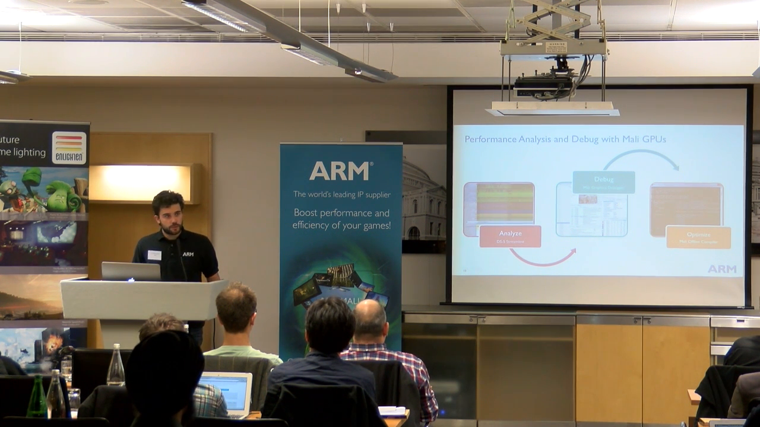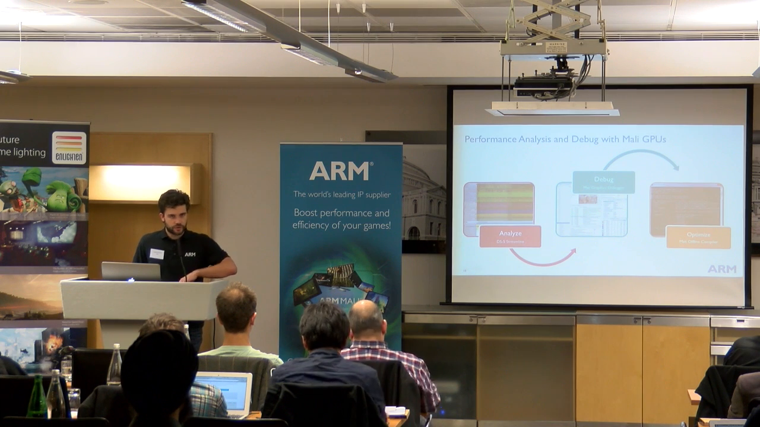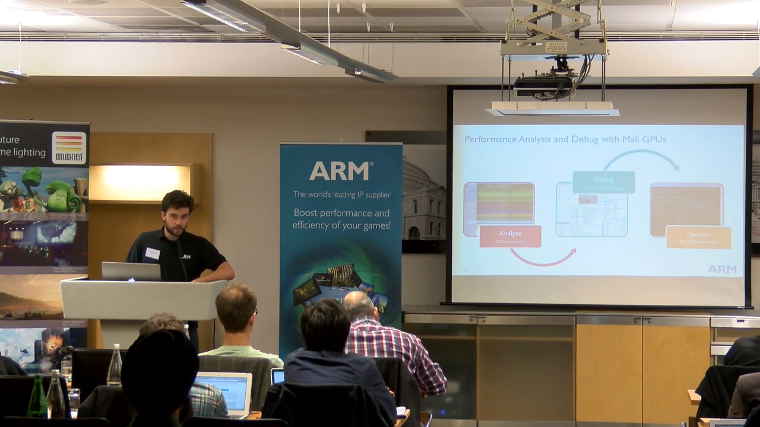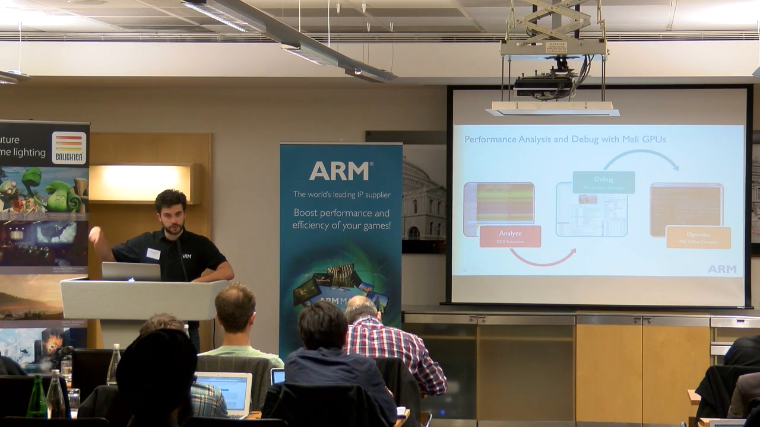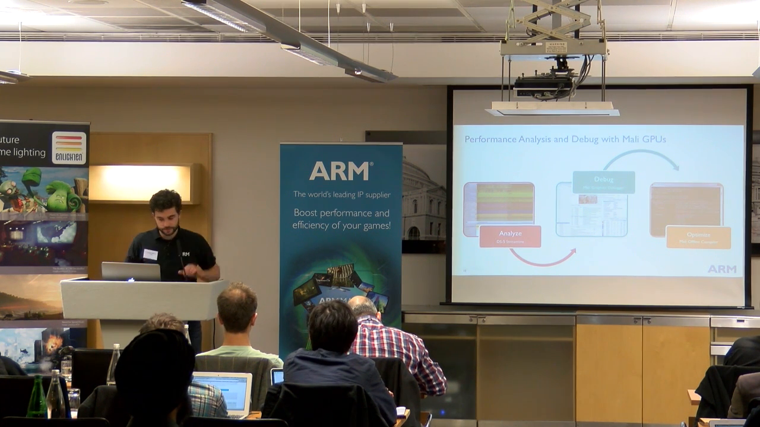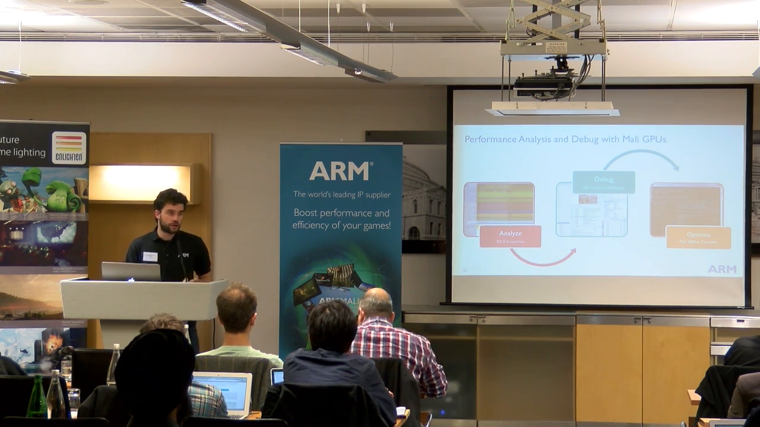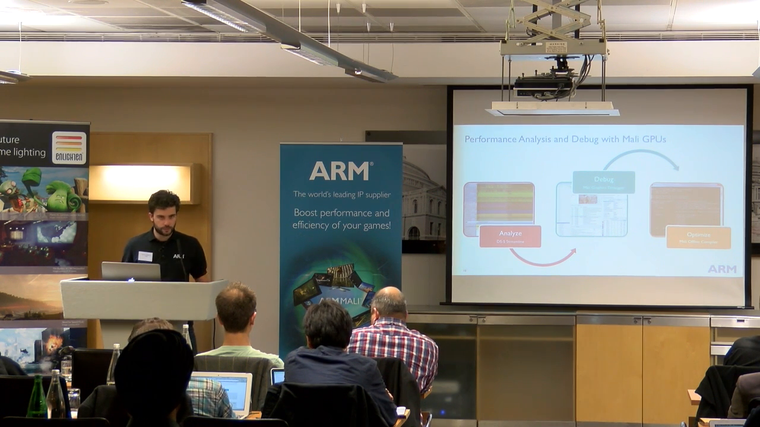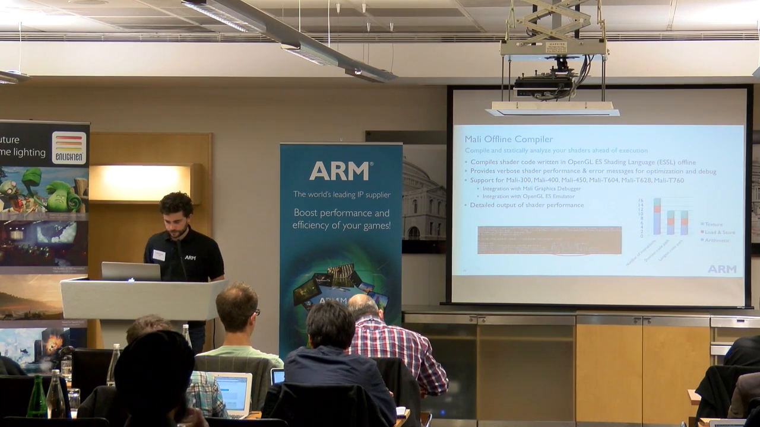Then, if a problem is in the vertex shader or the fragment shader or the other types, we can use the Mali Offline Compiler to optimize the shader code, and then we iterate. A lot of ARM partners are actually using these tools, and they are obtaining very good results, sometimes even doubling the frames per second, so we are really happy about that.